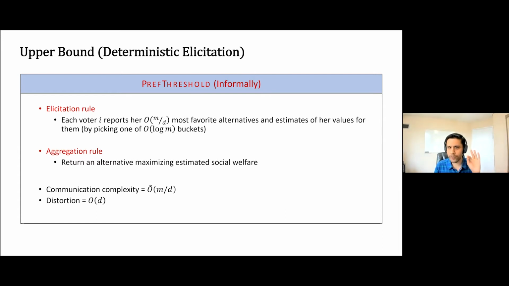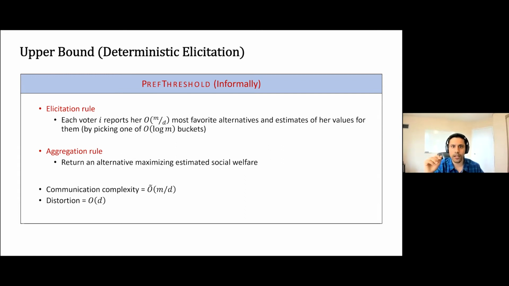So we don't want her to convey the exact value, but what she can do is simply pick one of some logarithmically many buckets. For each of these candidates, she can say whether her utility is between 1/2 and 1, or 1/4 and 1/2, or 1/8 and 1/4, and so on. And we can take the endpoint of this bucket as the rough estimate of the utility of this voter for this candidate. For any candidate that's not one of the top M over D candidates for the voter, we can assume that the voter's utility for that candidate is 0.